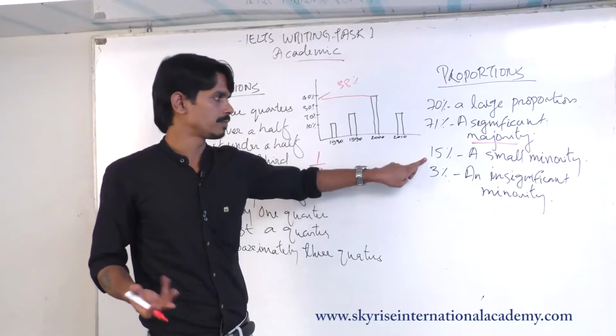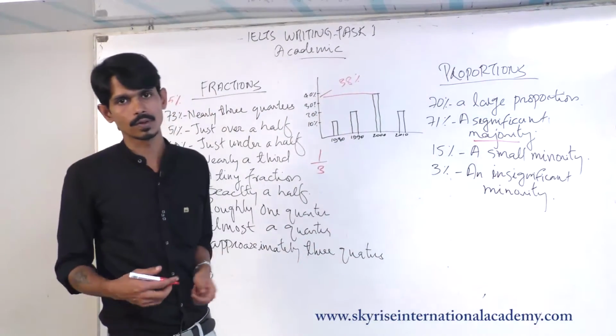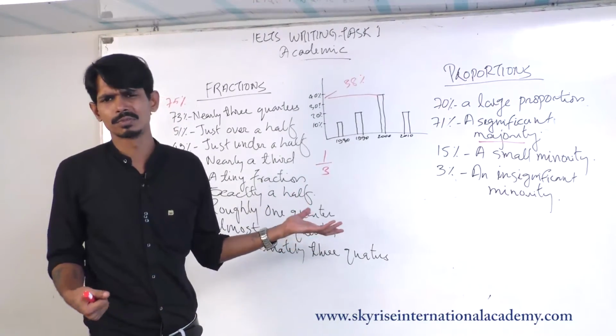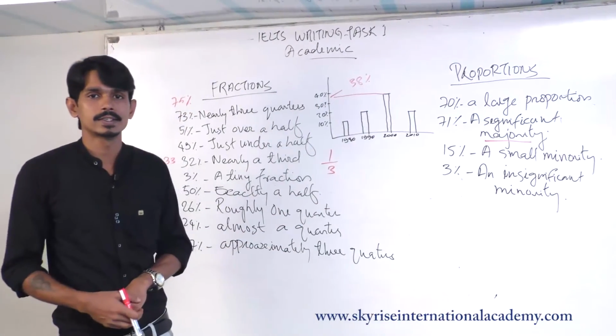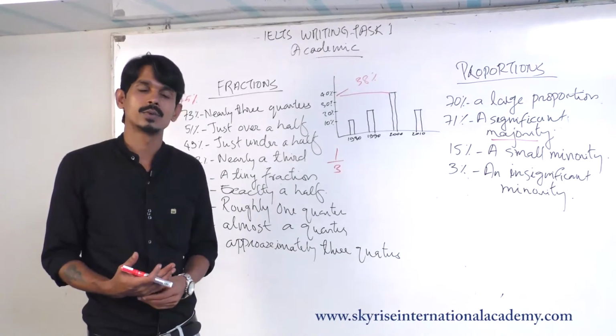15%, a small minority. Yes, understood. 3%, an insignificant minority. That is the word you can use there, insignificant minority. That will again describe a very small amount, a meager amount. So these are some of the vocabulary that you could consider when you do the IELTS writing task 1, the academic part.